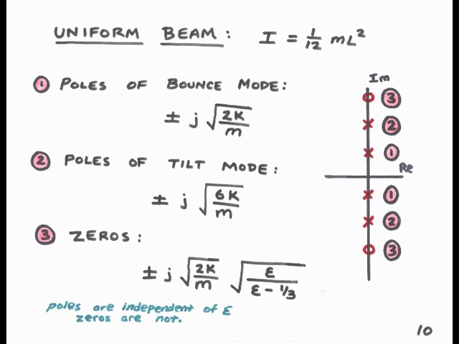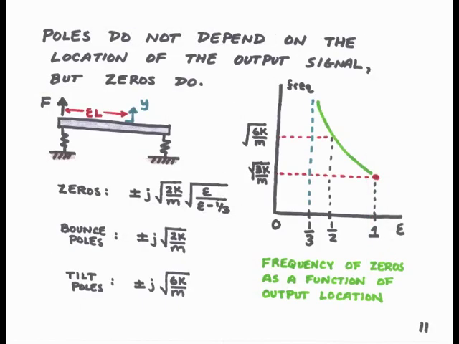Then I have the zeros, and they'll also appear on the imaginary axis. They're at plus and minus j square root of 2k over m times square root of epsilon over epsilon minus 1/3. And you'll note right away that the poles of the bounce mode and of the tilt mode don't depend upon epsilon, but the zeros do. So the poles are not dependent upon where we choose to use as an output location, but the zeros are dependent upon the choice of the output location.